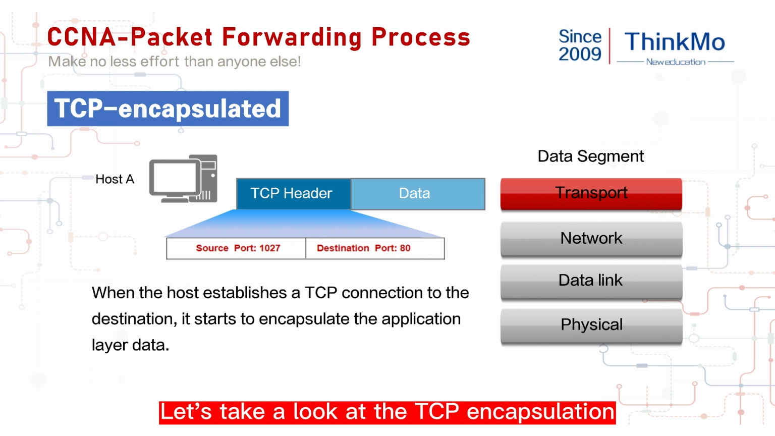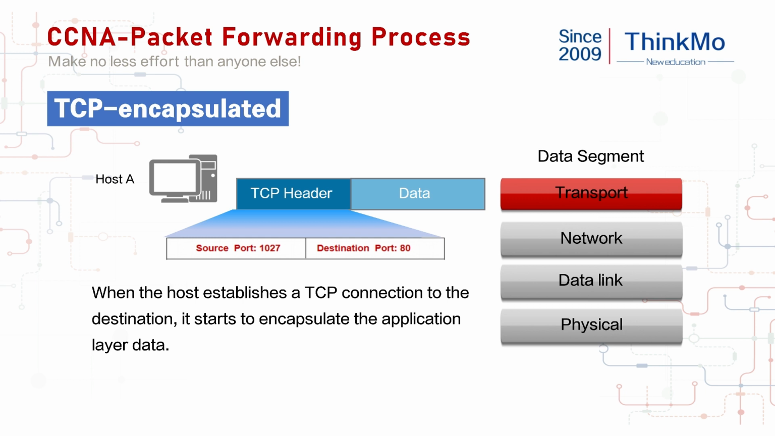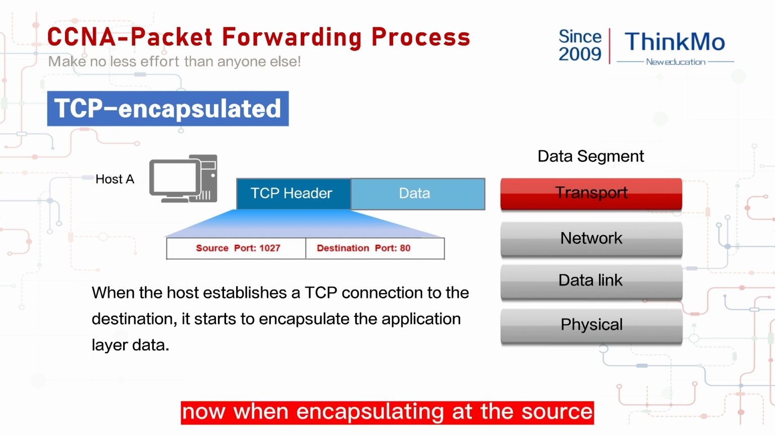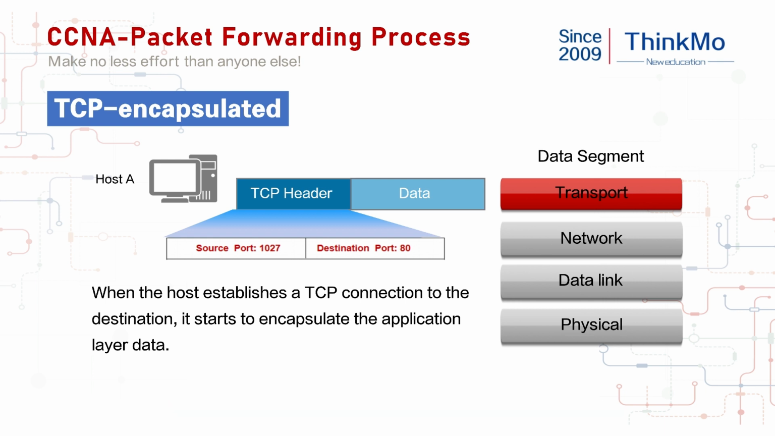Let's take a look at the TCP encapsulation. Now when encapsulating at the source, access port 80 of the peer. If the peer I want to access is Google, I'm going to go to Google's web service. Layer 4 encapsulation.